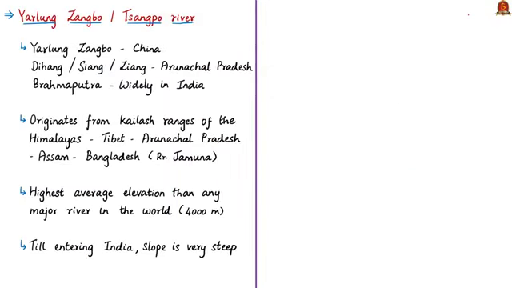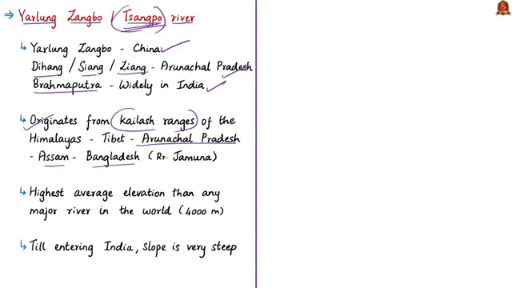First, let us see the Yarlung Tsangpo River. It is also spelled as Tsangpo. So, it is called Yarlung Tsangpo in China, Dihang or Siang in Arunachal Pradesh, and it is widely known as River Brahmaputra in India. This river originates from the Kailash ranges of Himalayas at an elevation of 5,300 meters. Then it flows through Tibet and it enters India through Arunachal Pradesh, and then it flows through Assam and enters Bangladesh, and it finally drains at Bay of Bengal.